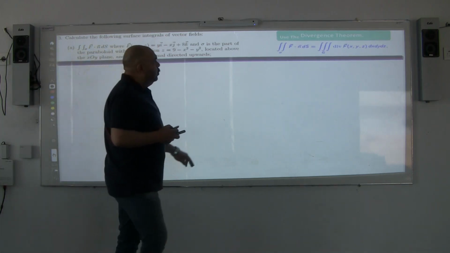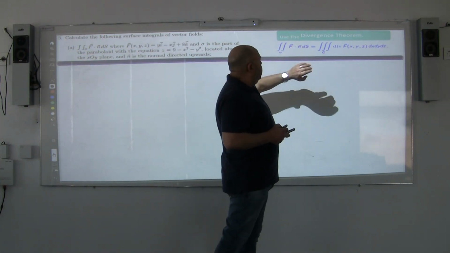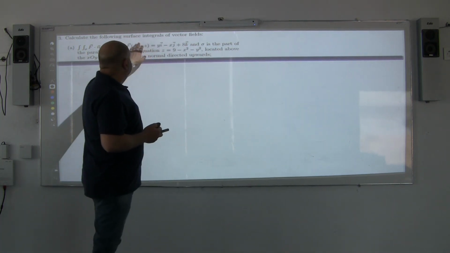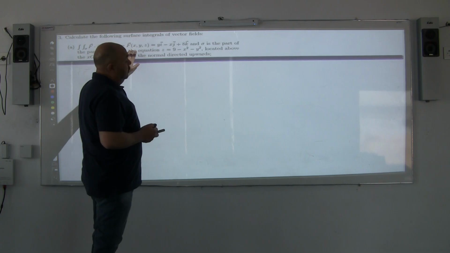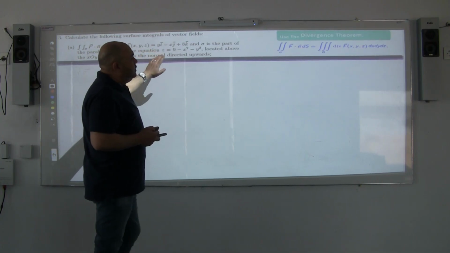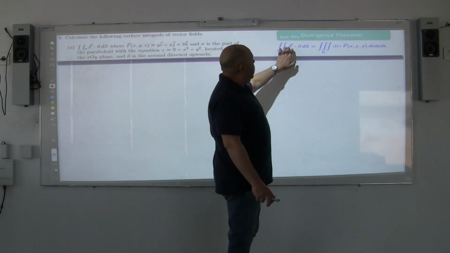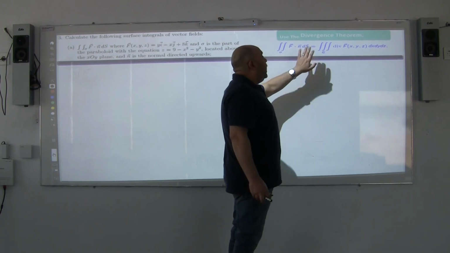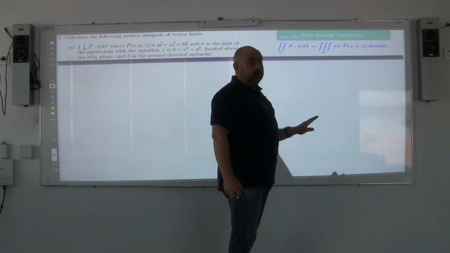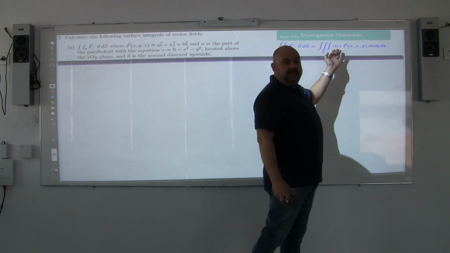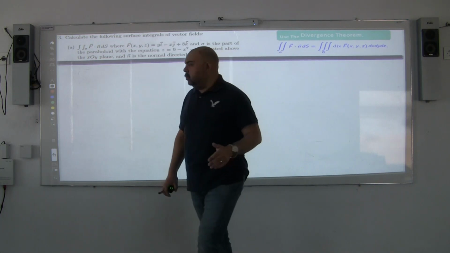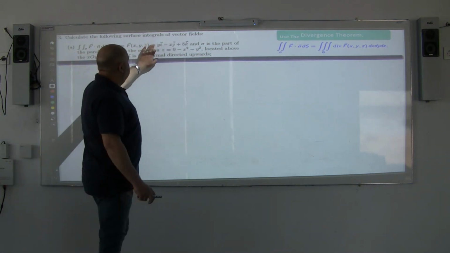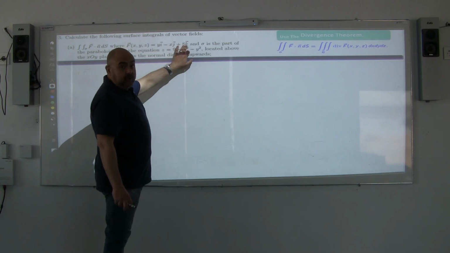So now I will use the divergence theorem, as you can see, in order to evaluate the value of this surface integral of this vector field. Okay, it's really very simple. What I have to do is to get F dot n over the surface, which can be easily replaced with the triple integration of the divergence of the vector field. The vector field is already here.